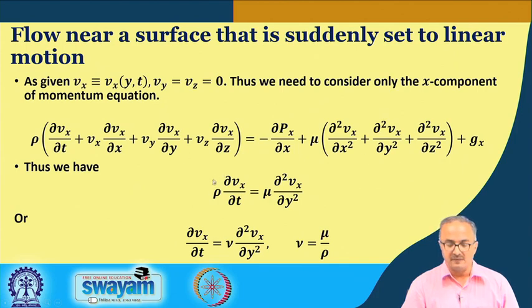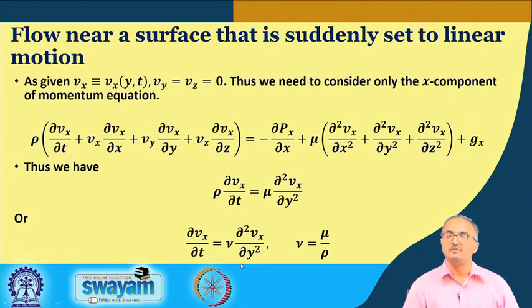With this we land up with this equation, and then we take the fluid properties, that is density and the viscosity, to be constant. Because they are constant, they have been taken out of the differential. Now we take the density to the right hand side, and we have this particular equation. That means dou Vx by dou t equals nu times dou square Vx by dou y square.